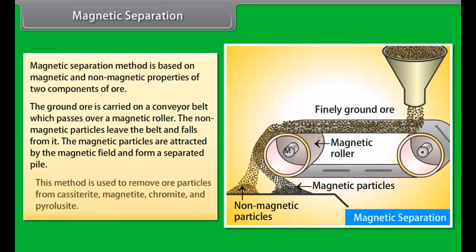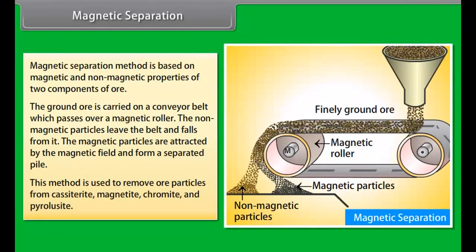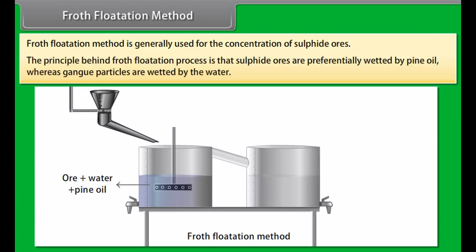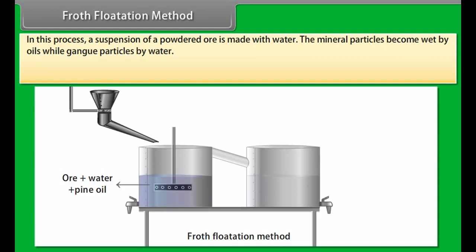Magnetic separation method is based on magnetic and non-magnetic properties of two components of ore. The ground ore is carried on a conveyor belt which passes over a magnetic roller. The non-magnetic particles leave the belt and fall from it. The magnetic particles are attracted by the magnetic field and form a separate pile. This method is used to remove ore particles from cassiterite, magnetite, chromite and pyrolusite.